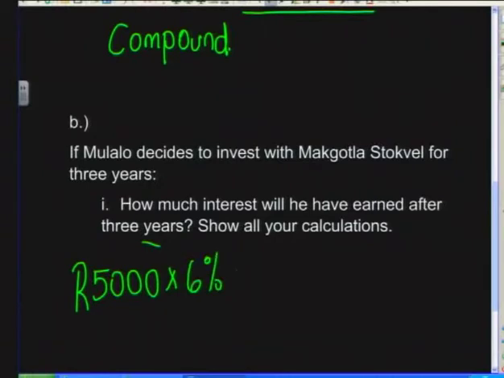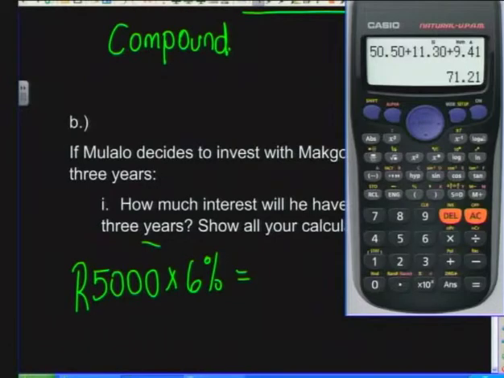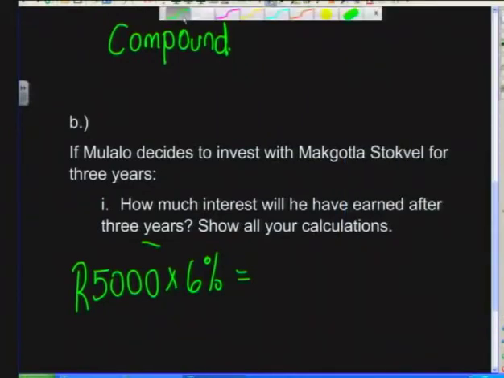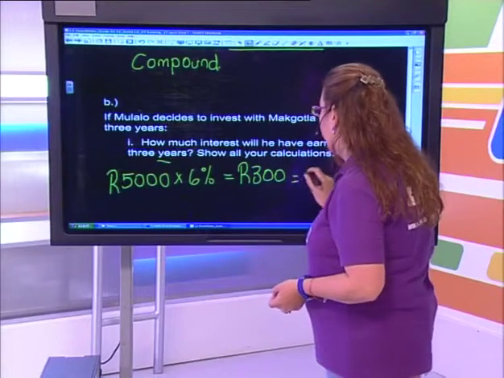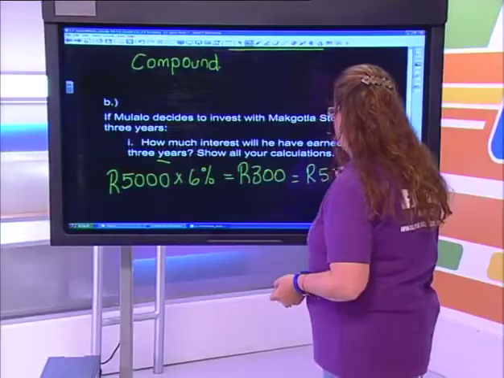6%, and we work that out. So 5,000 rand times 6% is 300 rand. So every year he is going to earn 300 rand. So at the end of the first year, he's going to have 5,300.